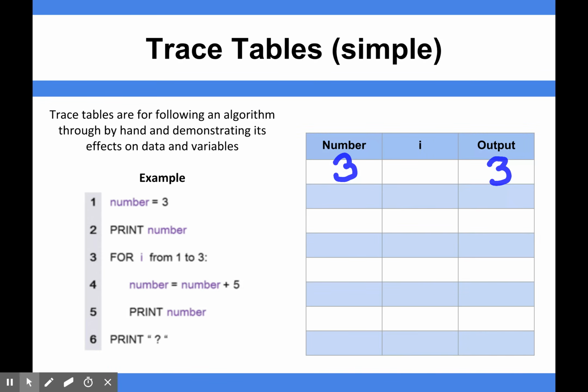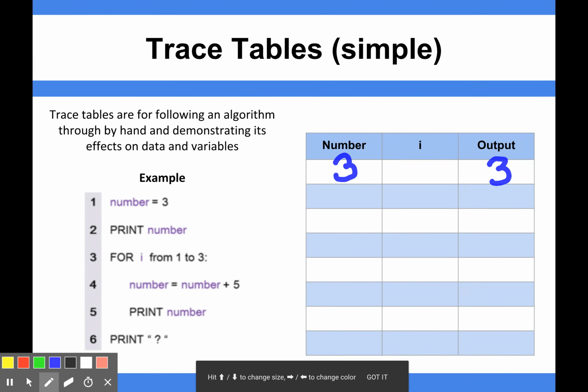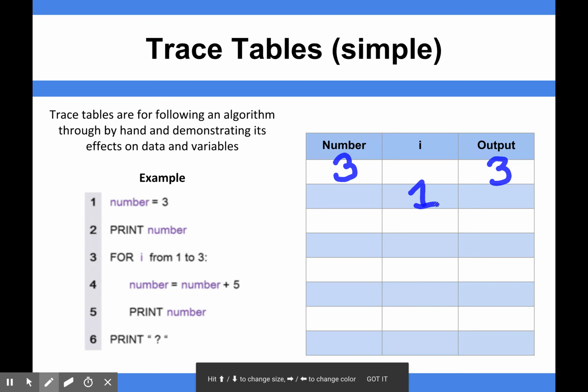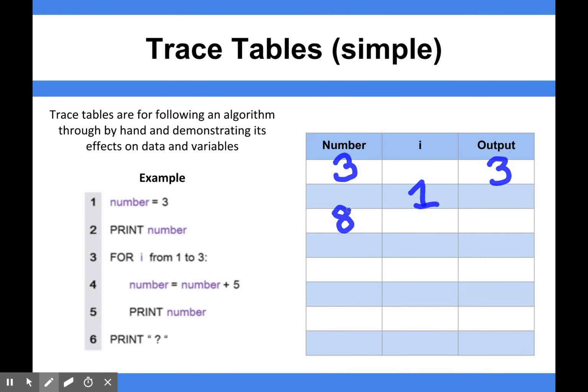And that's probably one of the most common mistakes. People understand the algorithm, but they don't understand how to fill in the table. So if I get my pen back up. I equals 1. Then on line number 4, it says number, which is my left-hand column, number equals number plus 5. Well, 3 plus 5 is 8. And then print number, which is my output, 8.